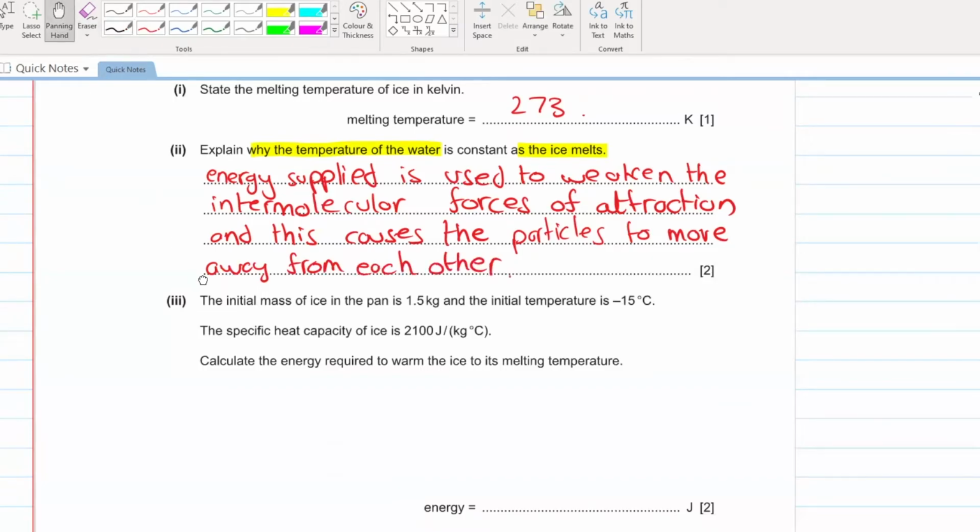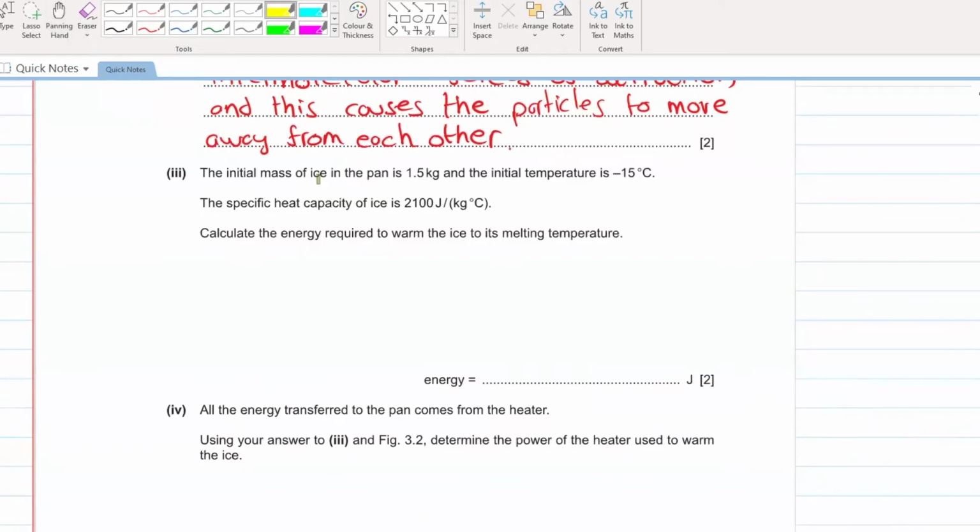Let's further move ahead. The initial mass of ice in the pan is this. This is your mass. The initial temperature is negative 15 degrees centigrade. The specific heat capacity of ice is this. Calculate the energy required to warm the ice to its melting temperature. What is the melting temperature? 0 degree centigrade. You have to calculate Q. What is the formula of Q? Q equals mc delta T.